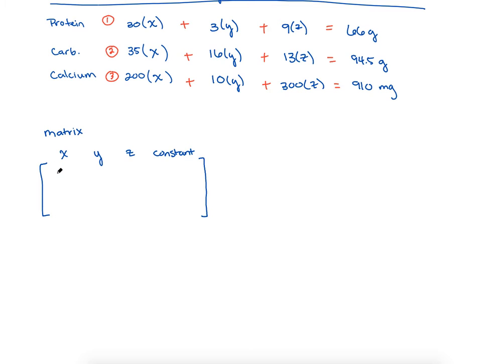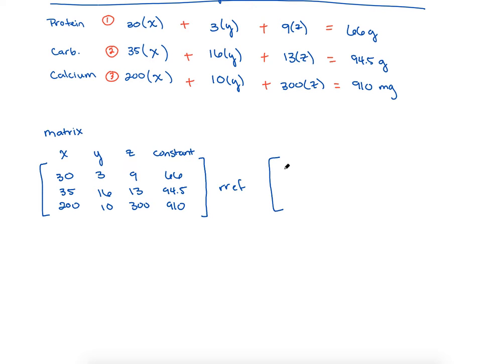So my first row here is going to be the coefficients in front of the variables for my first equation. So that's going to be 30, 3, 9, 66. My second row here is going to be the coefficients in front of the variables in the second equation. So that's 35, 16, 13, 94.5, and then I'll do the same thing for my last row: 200, 10, 300, 910.